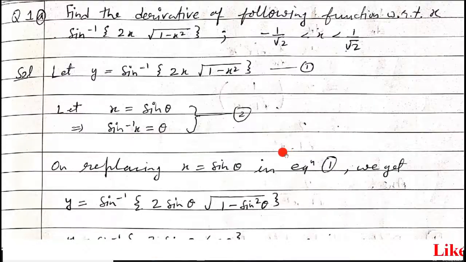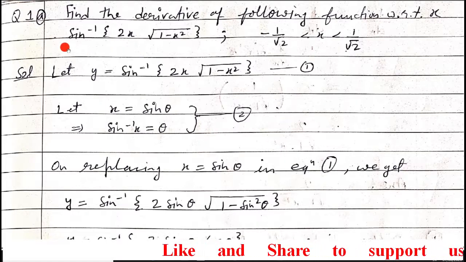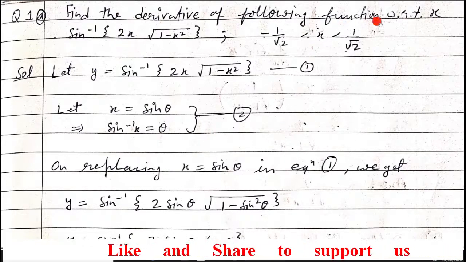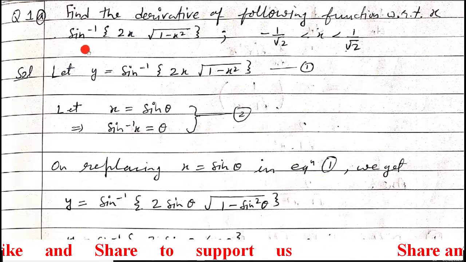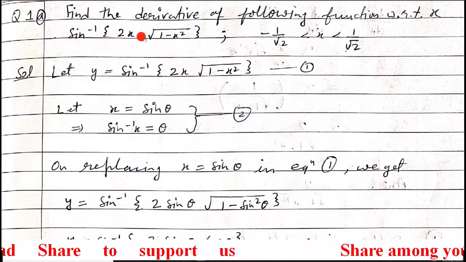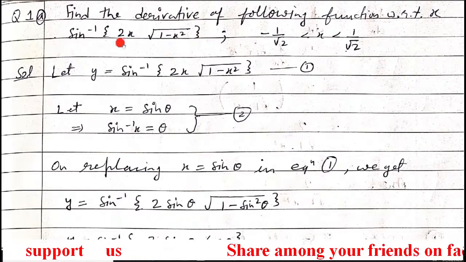Hello everyone. Today I am going to explain question number 1 and question number 2 of exercise 7.2 of class 12. As you can see, question 1 is: find the derivative of the following function with respect to x. Here the function is sine inverse of 2x root 1 minus x square. So this is our function.